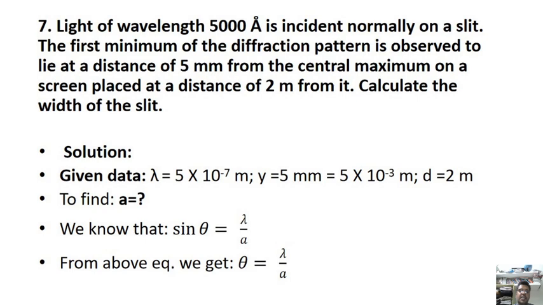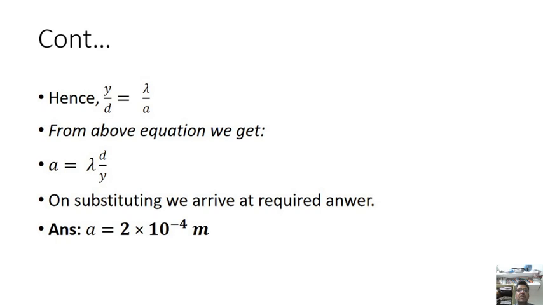So we know sin theta is equal to lambda by a. From the above equation, theta is equal to lambda by a, so y by D is equal to lambda by a. The slit width a is equal to y by D into lambda. On substituting, we arrive at the answer: a is equal to 2 into 10 to the power of minus 4 meter. So it's about the 7th problem.